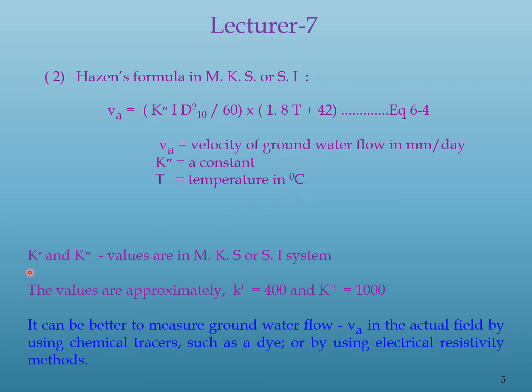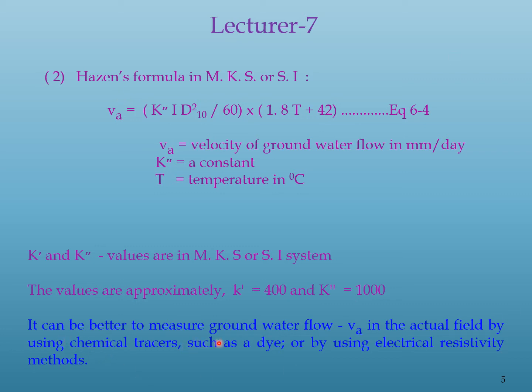There are two constants used in these two equations. One is K prime, which is used in Schlichter's formula, and the other is K double prime, which is used in Hazen's formula. The value of K prime is 400 for Schlichter's formula, and K double prime is 1000 for Hazen's formula.